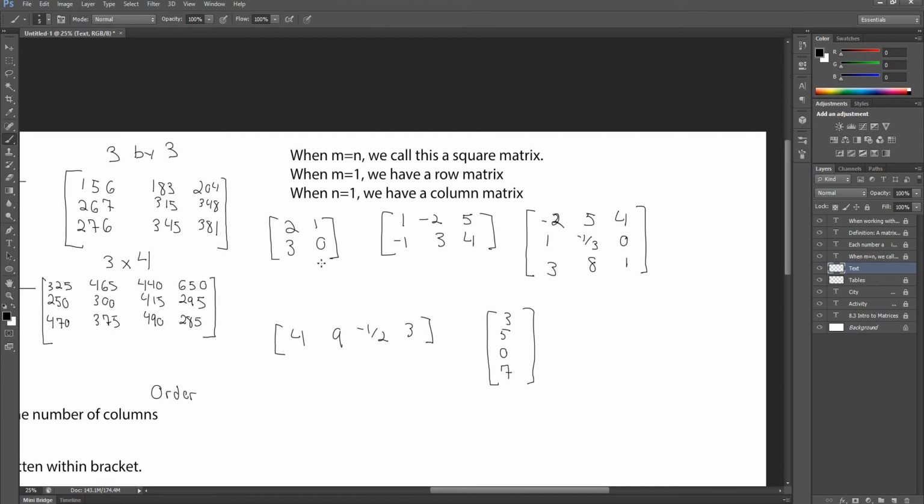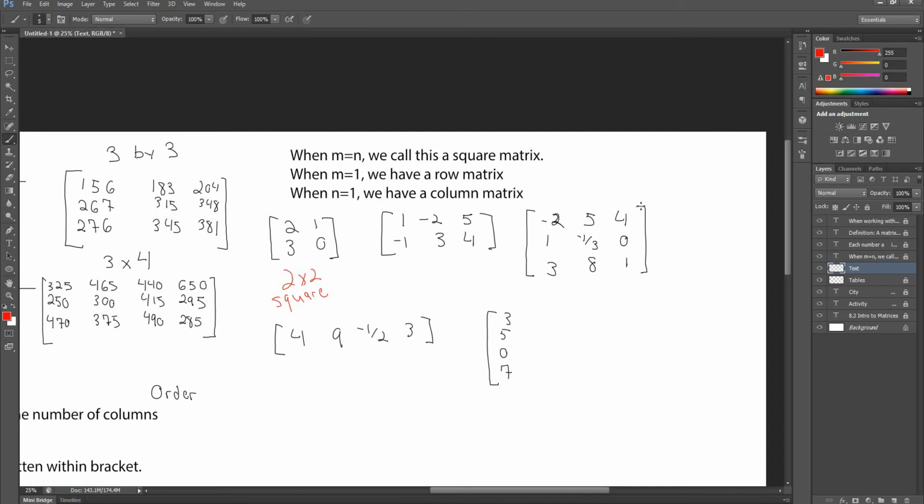Okay, so I have a few examples up. We're just going to identify the order of each. In this first case, we have 2 rows by 2 columns. So this is a 2 by 2. We have a 2 by 2 matrix, which is also square.